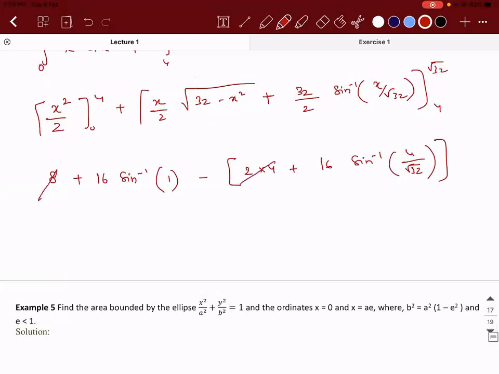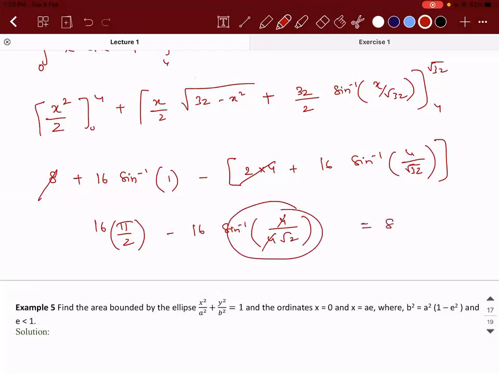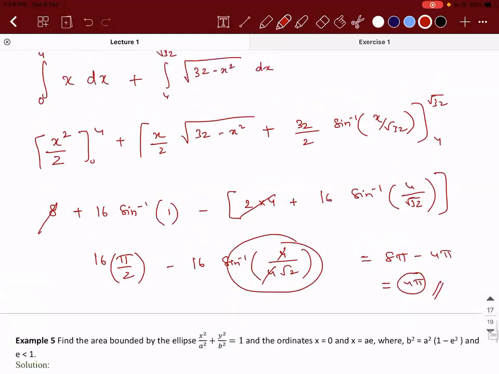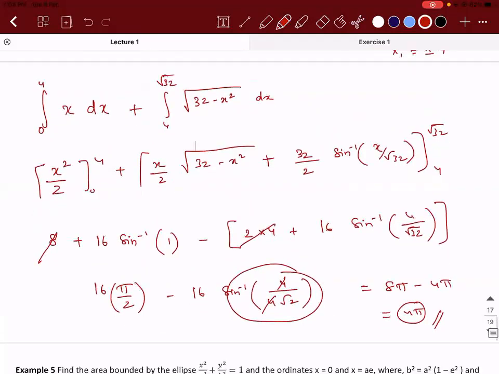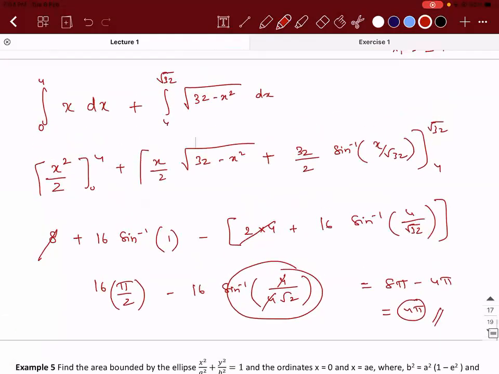So this 8 and this will get cancelled. 16 into sine inverse of 1 is pi by 2, minus 16 into sine inverse of 4 divided by root 32, which is 4 by 4 root 2, so this will become pi by 4. So 8 pi minus 4 pi, answer will be 4 pi. Correct? Guys, did you understand or not?